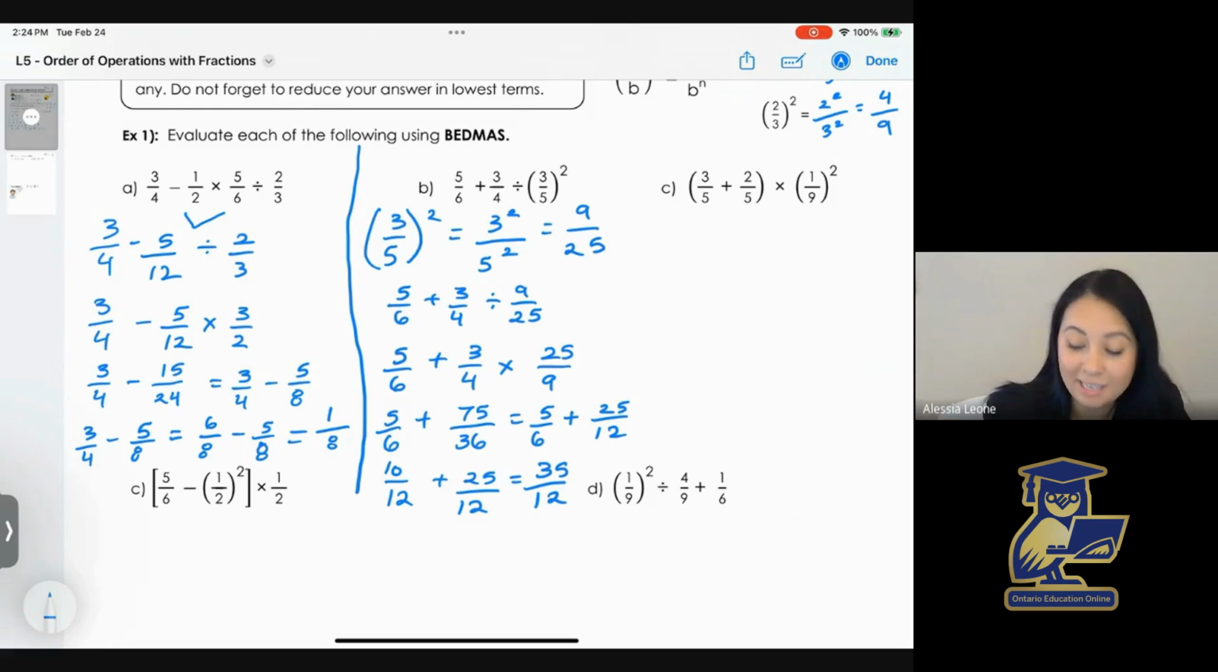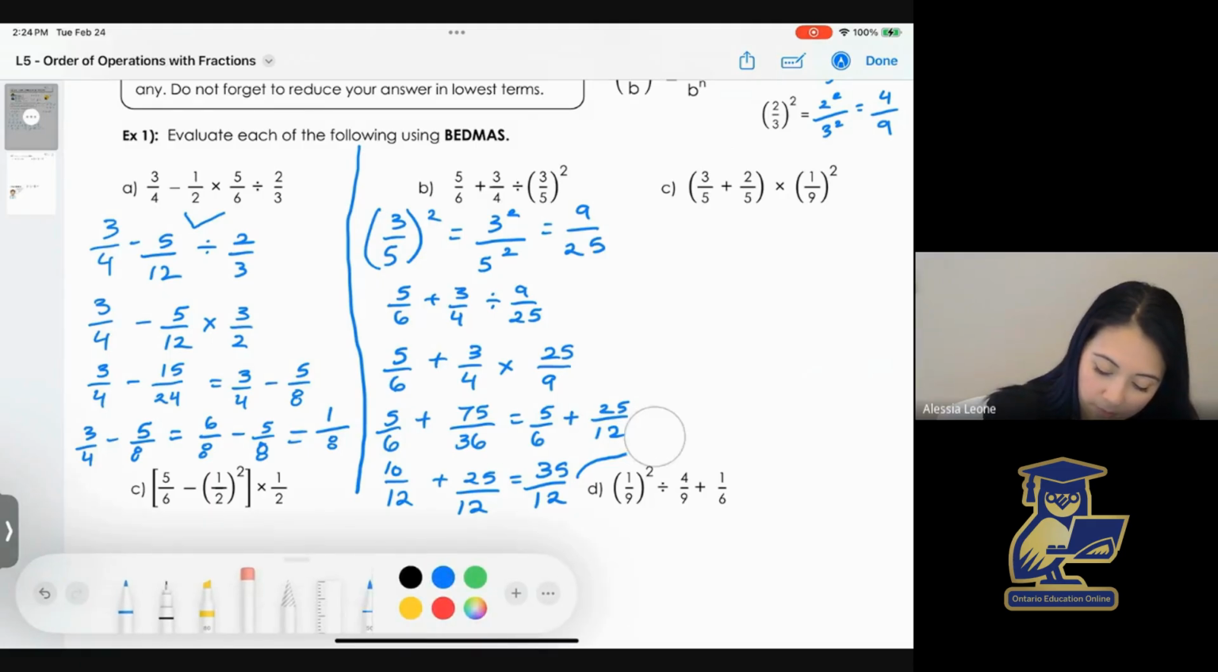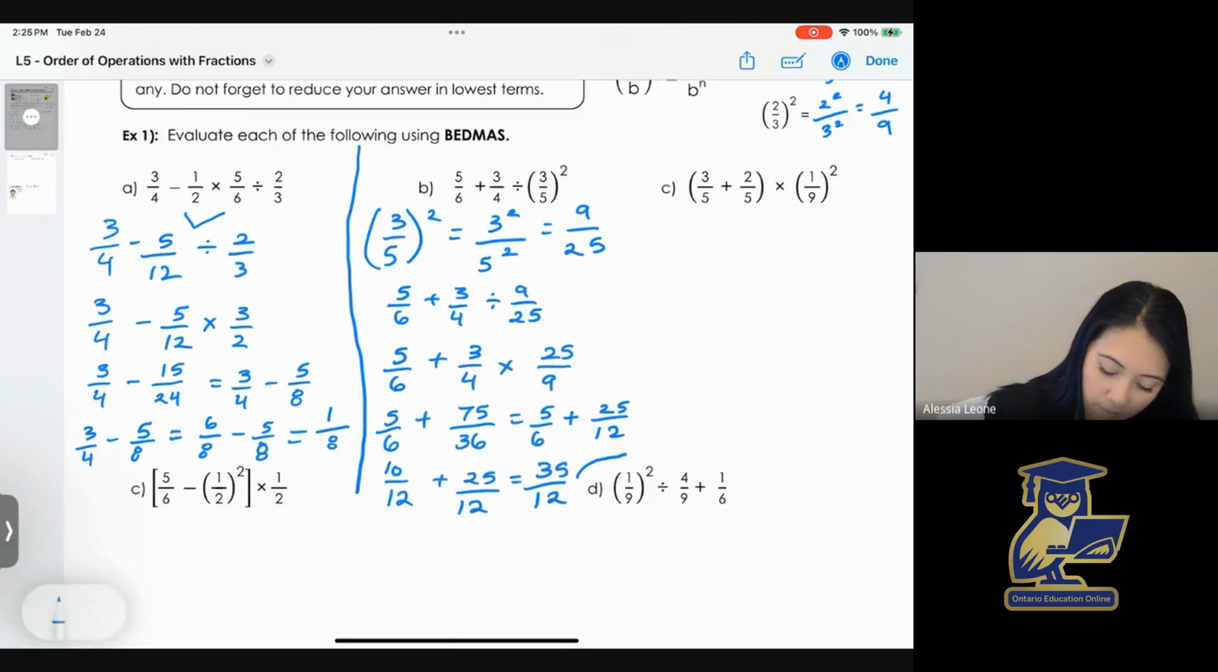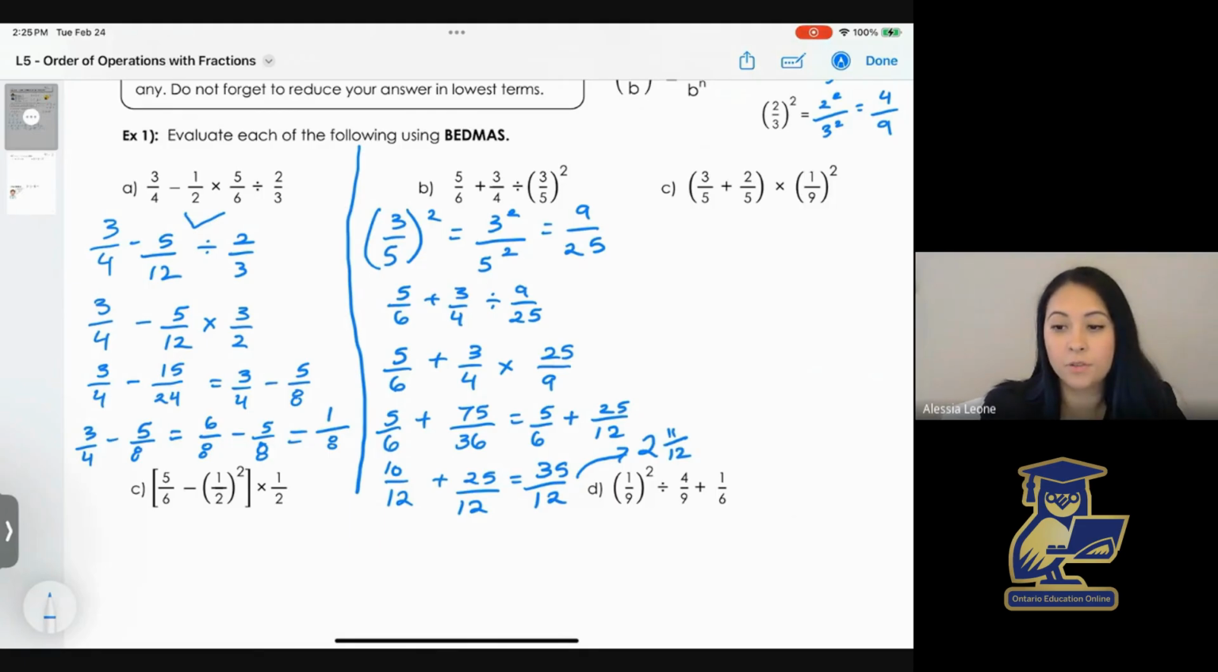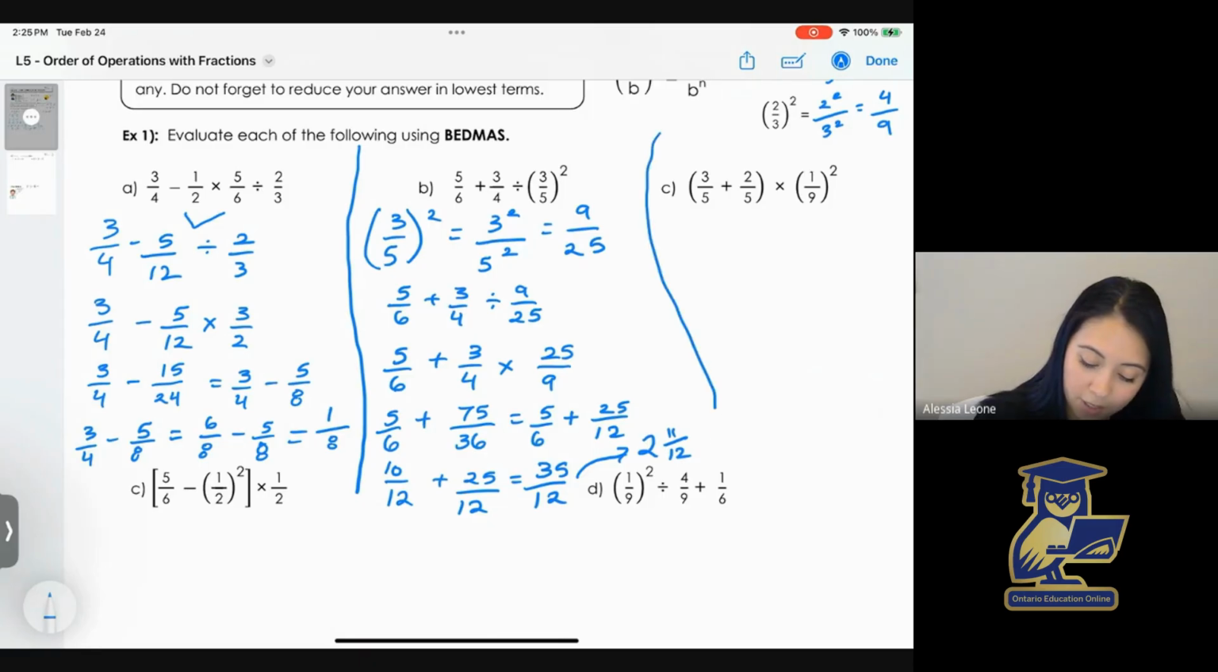We can make that into a mixed fraction. Just going to draw a little arrow. And that will become 11 over 12. Now, our next set here, we have brackets and a bracket with an exponent. Let's split our page.